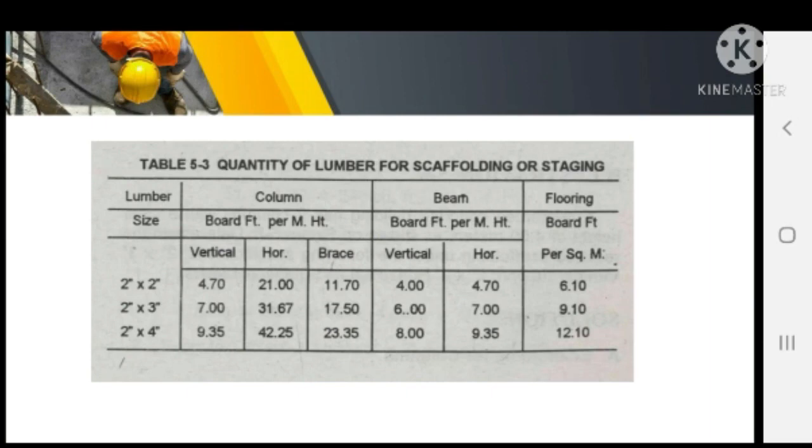So we are going to use this Table 5-3, quantity of lumber for scaffolding or staging. So we have the lumber size, the values that we need to get in finding the quantities that we need. So we have different values for columns, for beams, for floorings.